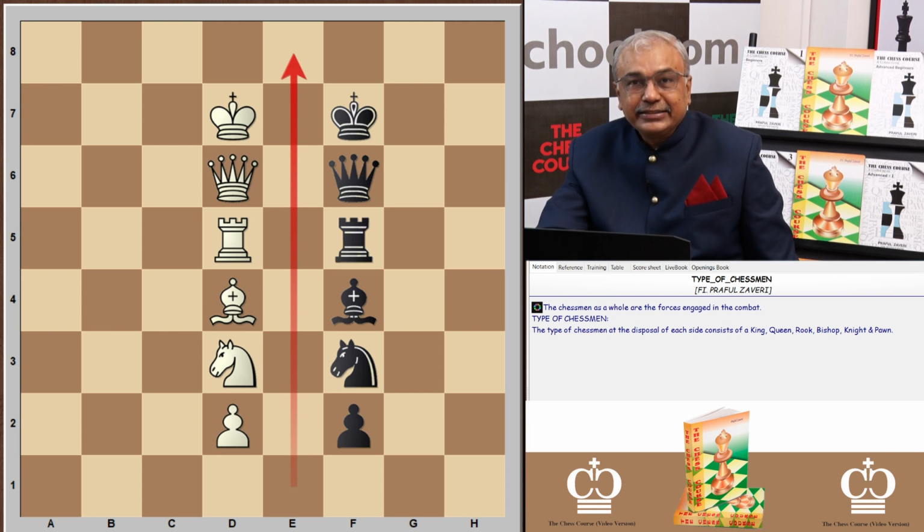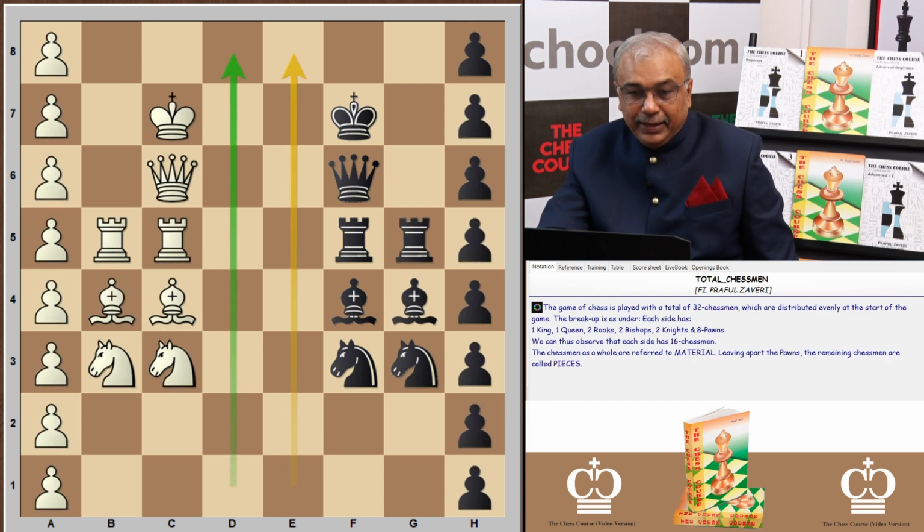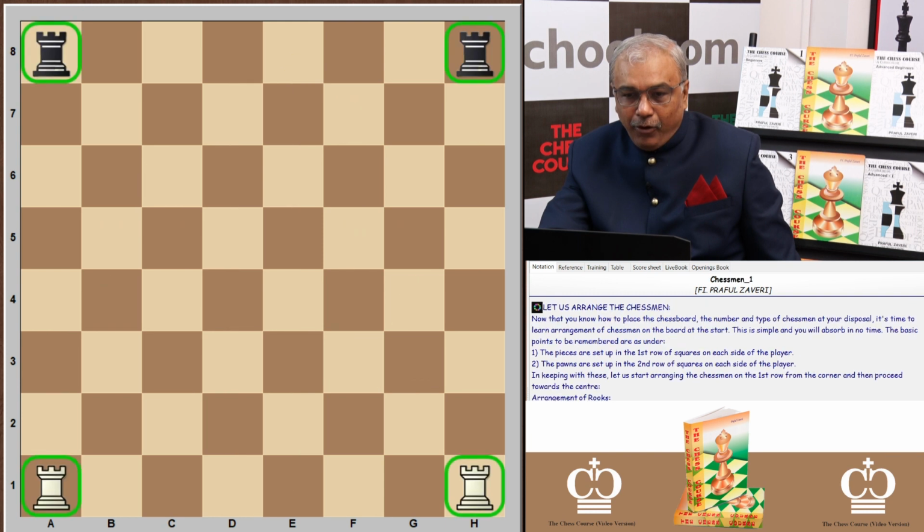And then we had seen the type of chessmen. Basically there are 6 types of chessmen. And then the distribution of these 6 types of chessmen, it is 32 total, that is 16 for white, 16 for black, consisting of 1 king, 1 queen, 2 rooks, 2 bishops, 2 knights and 8 pawns.